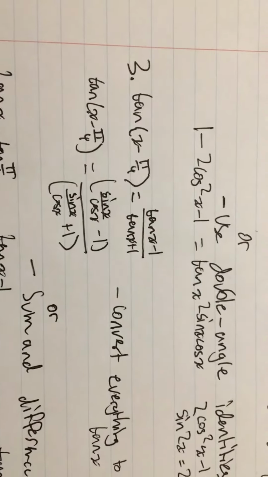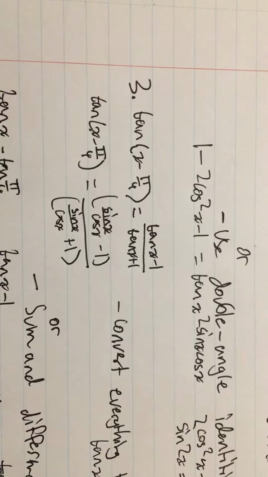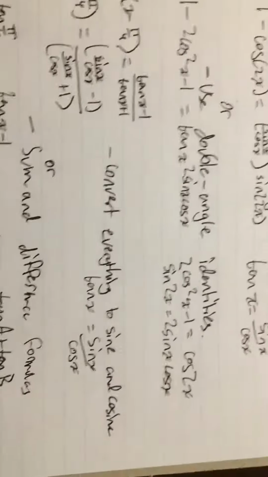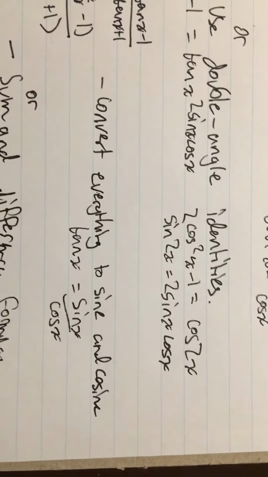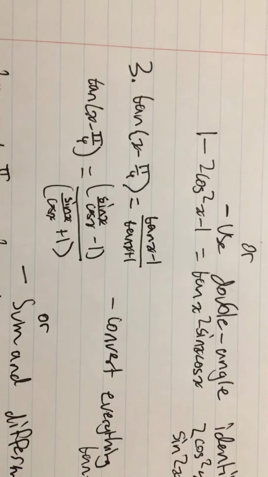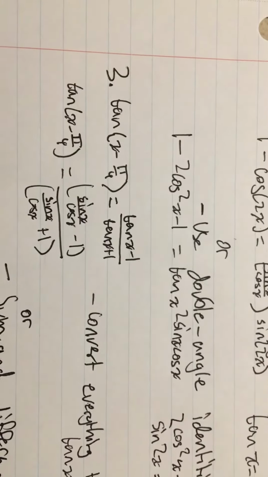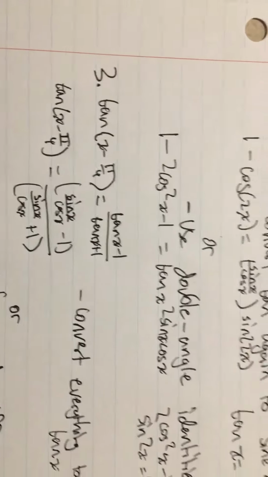For the third and last problem, we were given tangent of x minus pi over 4 equals tangent of x minus 1 over tangent of x plus 1. And the first thing you could do here again would be to convert the tangent to sine and cosine. And you would get on the right side sine of x over cosine of x minus 1 over sine x over cosine x plus 1.